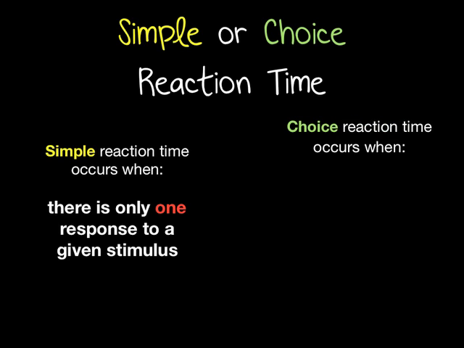Added to that, with simple reaction time, that is quite like serial processing, which we talked about last week, in which one skill is processed after the other. So your brain only processes one skill at a time to that given stimulus.